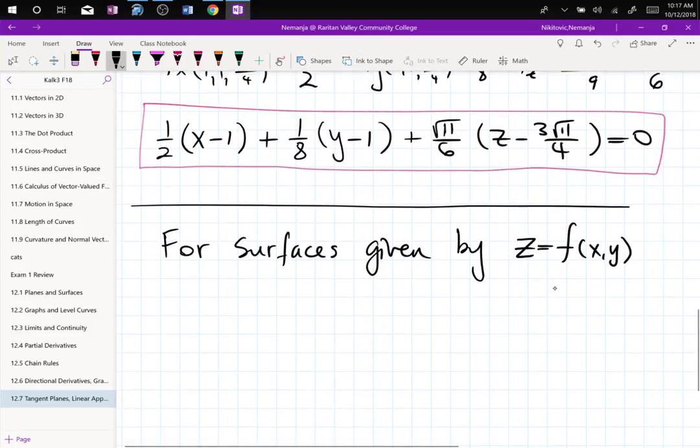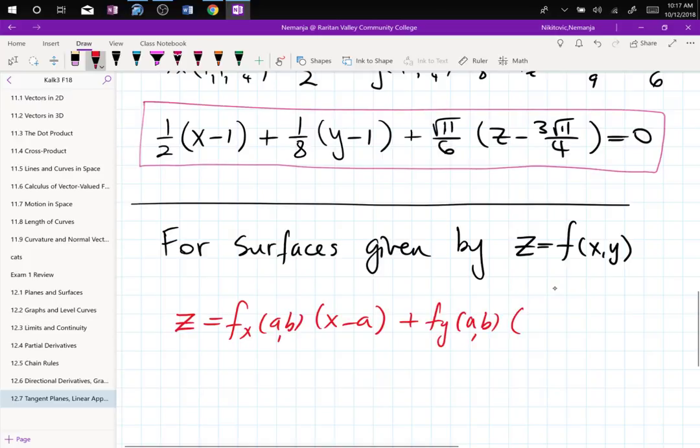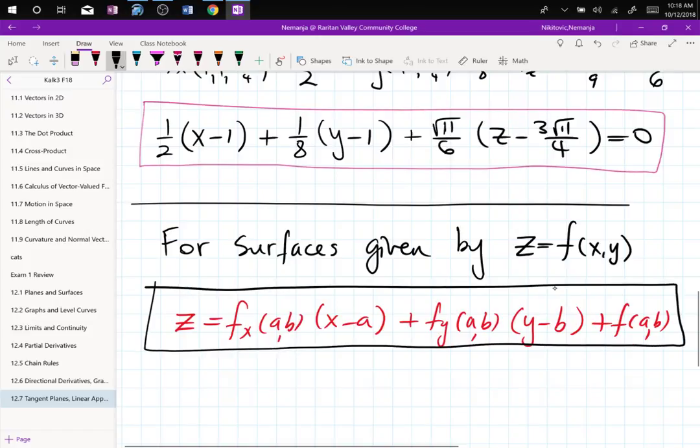So for surfaces given by z equals f of xy, the tangent plane is going to be given by z equals fx computed at a, b, times x minus a, plus fy computed at a, b, times y minus b, plus f of a, b at the end. So this is the formula that we get if we are using the surface over here.